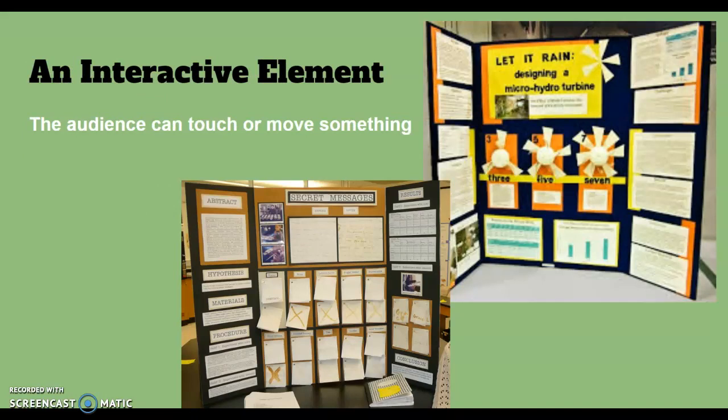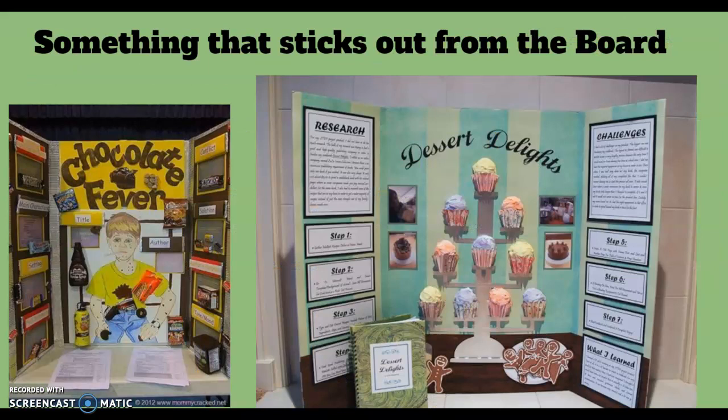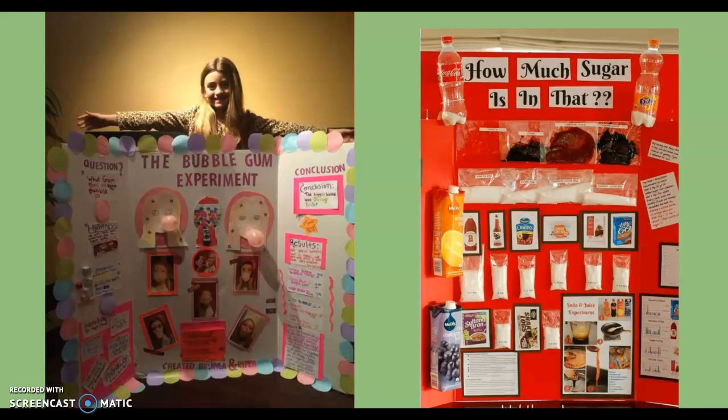Interactive elements are awesome if you can make it work. These are things the audience can touch or move, or you can touch or move while you're talking. It really makes your presentation pop if you can figure out how to make your trifold something that can be interacted with. Something that sticks out from the board also adds that pop effect. So things that are not 2D, they're 3D. Here's two examples, and here's two more. Look at how much more interesting those trifolds become when they have things that are sticking forward.